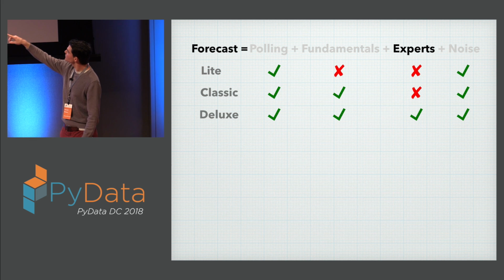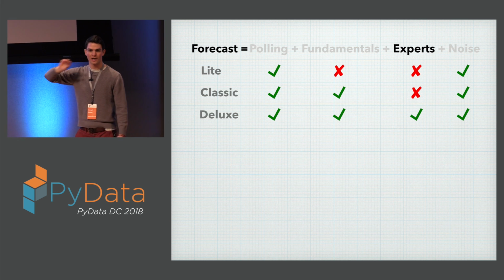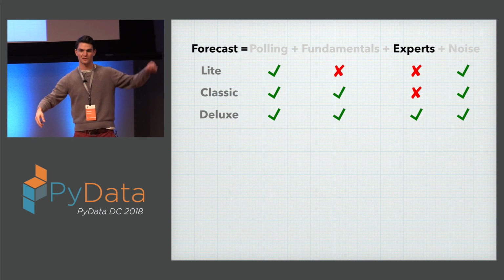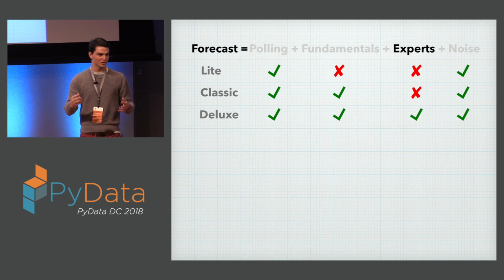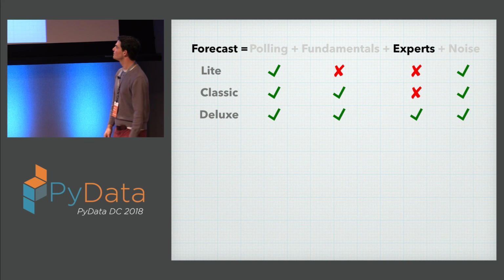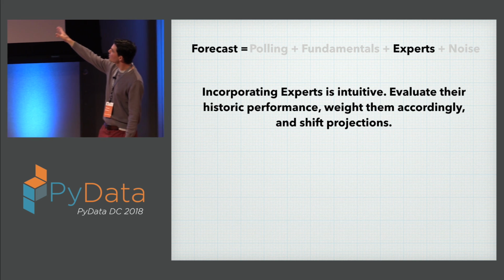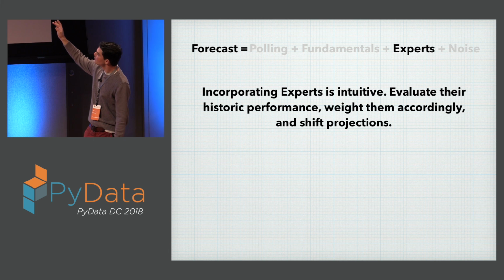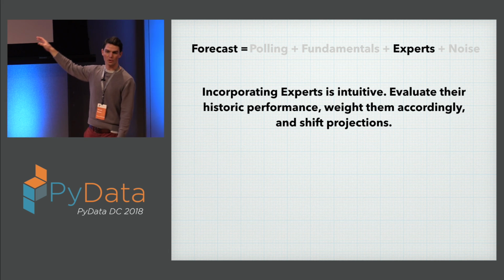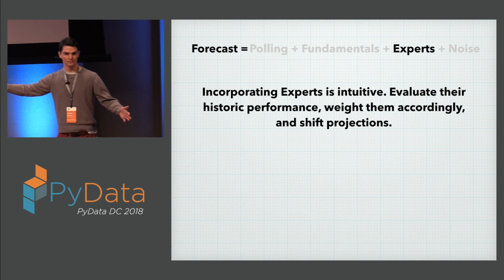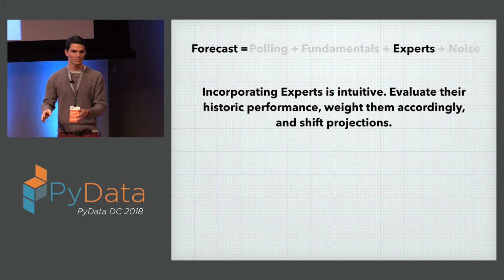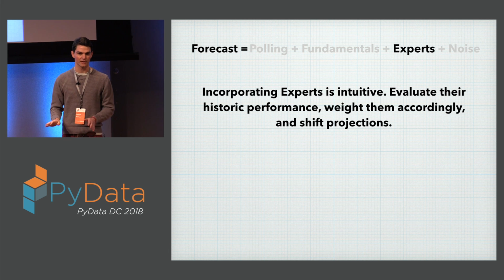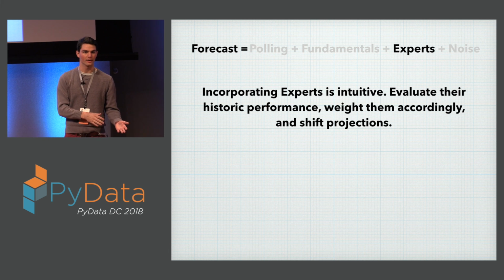So remember, the deluxe forecast is 538 sort of cheating and being like, we like our forecast a lot, but we also like these other forecasts a lot too. So how could we co-opt those other forecasts into our own to improve its overall model? And in this given case, incorporating experts is pretty intuitive. Evaluate the historic performance, weight them accordingly, and shift projections. So this is just like saying, is Matt often right or is Matt often wrong? Matt is often wrong, so I should downweight his opinion on things that I do in my own life, right?